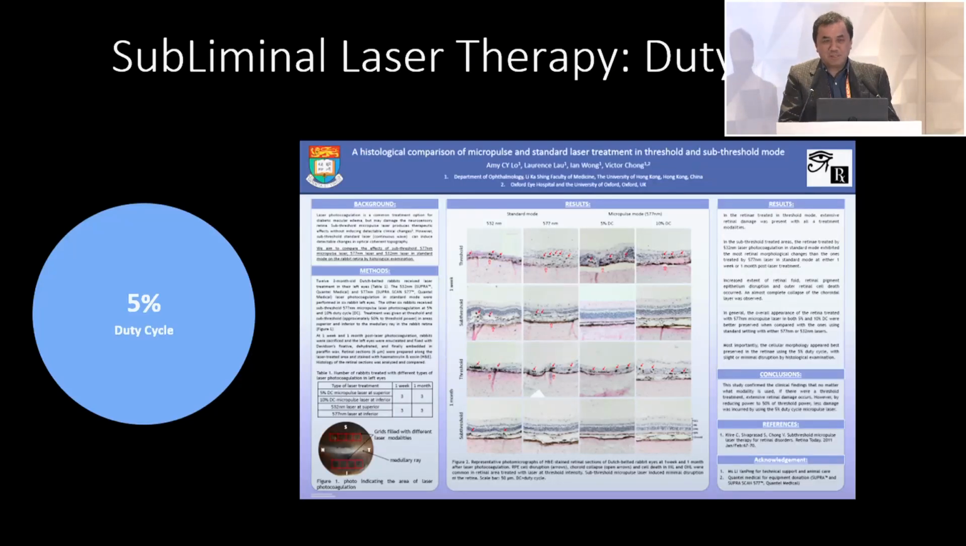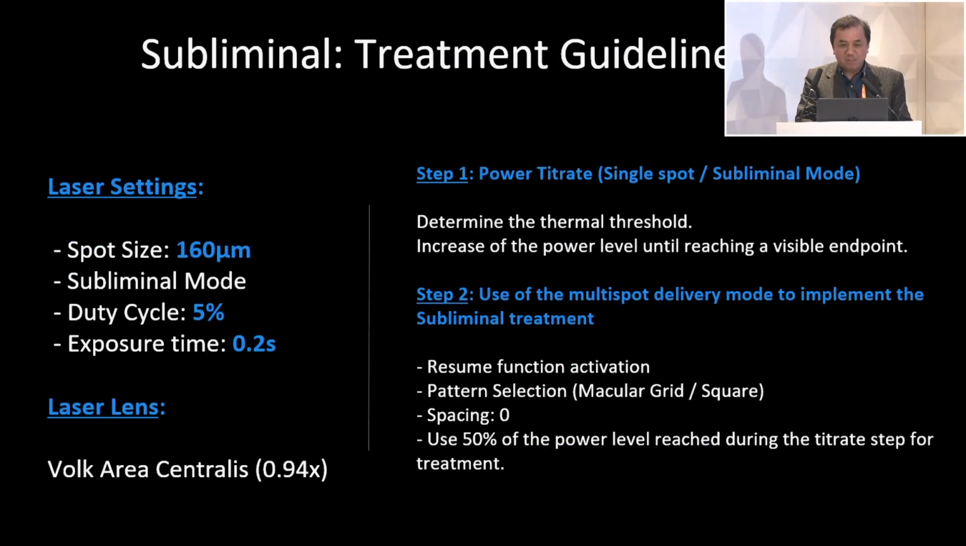In the past, because of the technology, the first one was 15% duty cycle, then they came down to 10%, and now down to 5%. And the reason is that in animal studies, this is a poster that Victor Chong presented in ARVO many years ago. You can see that the lowest iatrogenic damage that occurred in the rabbits was with the 5% duty cycle when compared to other duty cycles. So it's just safer.